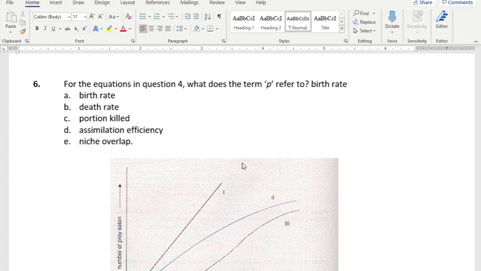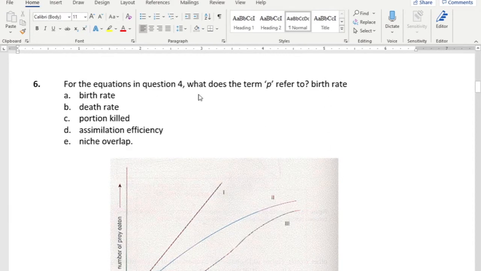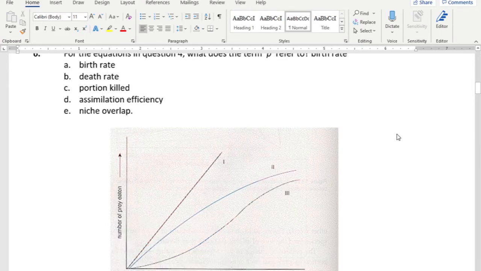Oftentimes on multiple choice questions, two things. First of all, to improve your probability of getting the right answer, eliminate the ones you know are false. Secondly, your gut instinct, your first response, is usually, not always, but usually the correct one. All right, so for question 6, P refers to the portion killed, C.